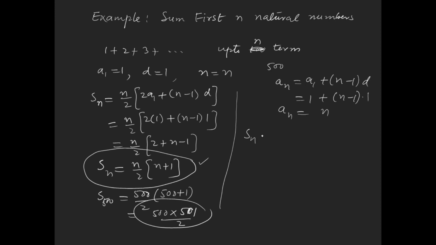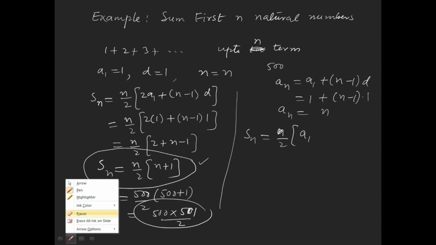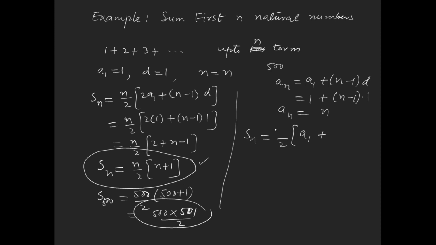So Sn is equal to n by 2, first term plus the last term. So n divided by 2, first term is 1 and the last term is n. So we got the same answer that we got in the last method. So this is the sum of the first n natural numbers.